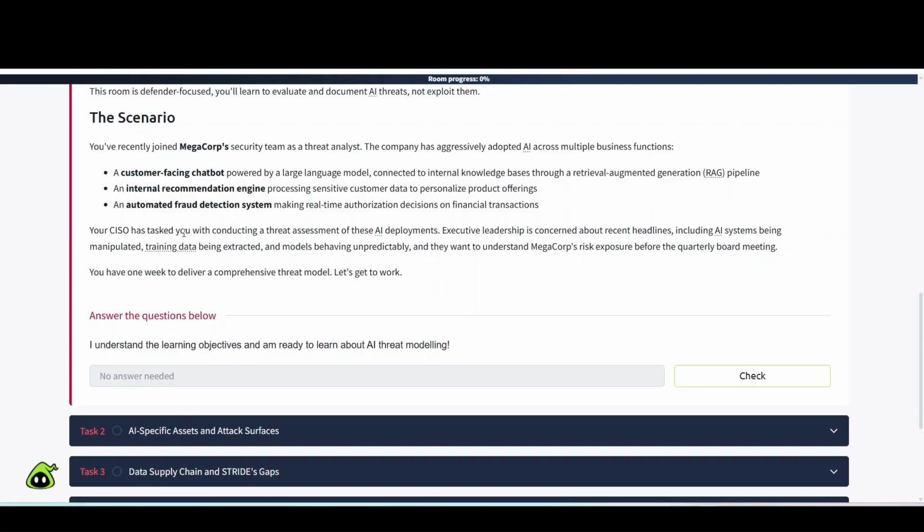Your CISO has tasked you with conducting a threat assessment of these AI deployments. Executive leadership is concerned about recent headlines, including AI systems being manipulated, training data being extracted, and models behaving unpredictably. And they want to understand Megacorp's risk exposure before the quarterly board meeting. You have one week to deliver a comprehensive threat model. Let's get to work. Understand the learning objectives and know you're ready to learn about AI threat modeling.